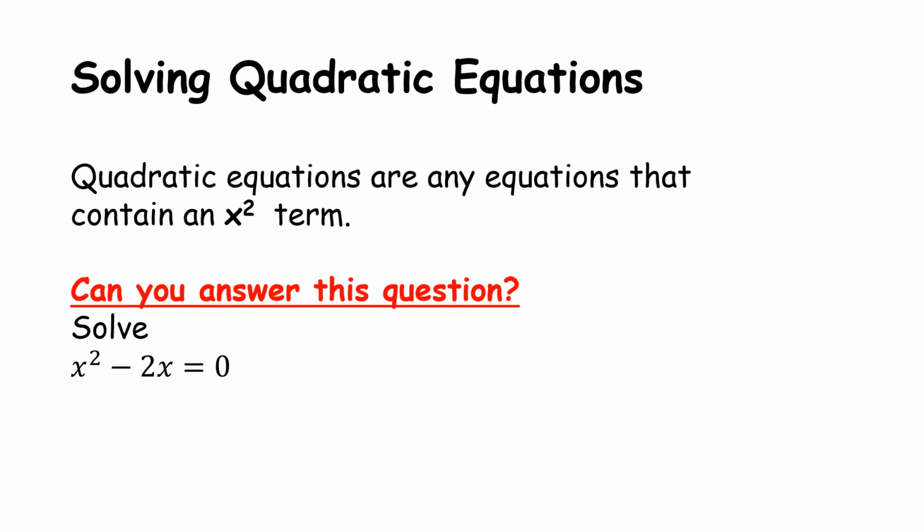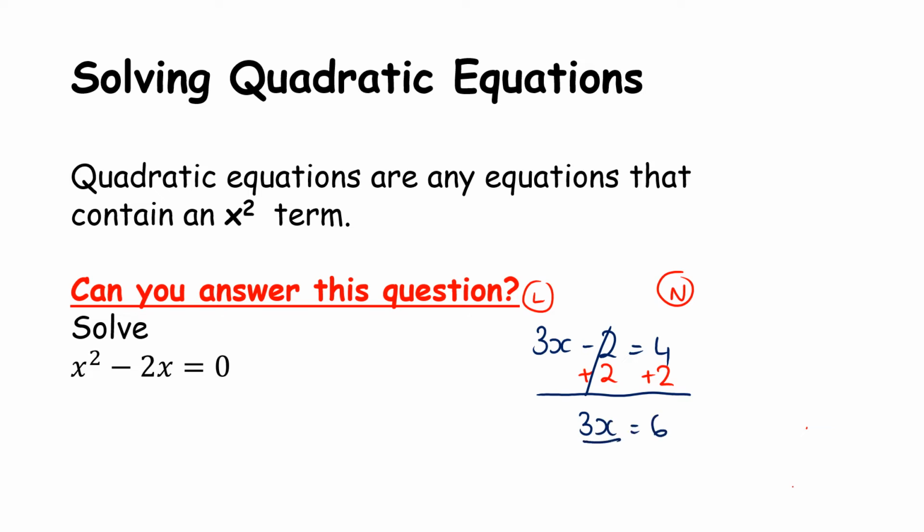Usually when we solve, we have something like this: 3x minus 2 equals 4. And our general rule is we get letters on the left and numbers on the right. So all the variable terms on one side, all the number terms on the other side. Here we do vertical balancing. We add 2 to both sides, and when we do that, we get 3x equals 6. And then we divide both sides by 3 and we get a lovely answer.